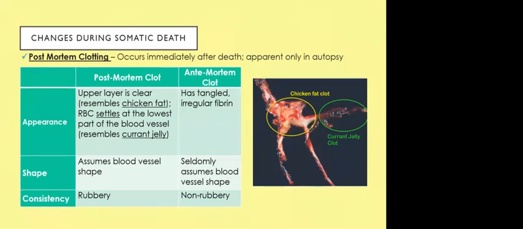Okay, for the appearance, the upper layer is clear, just like what we have in the picture. It looks like chicken fat. And the RBC settles at the lowest part of the blood vessel, so the clot resembles currant jelly. While the antemortem clot has tangled irregular fibrin, so it's not that clear, just like our postmortem clot. As to the shape, it assumes blood vessel shape for postmortem. Antemortem seldom assumes blood vessel shape. And for the consistency, it is rubbery, while for the antemortem, it is non-rubbery.